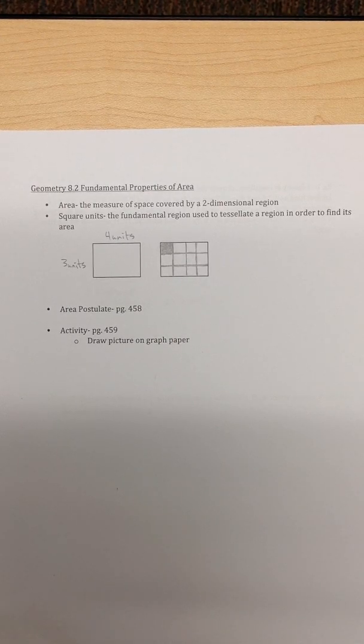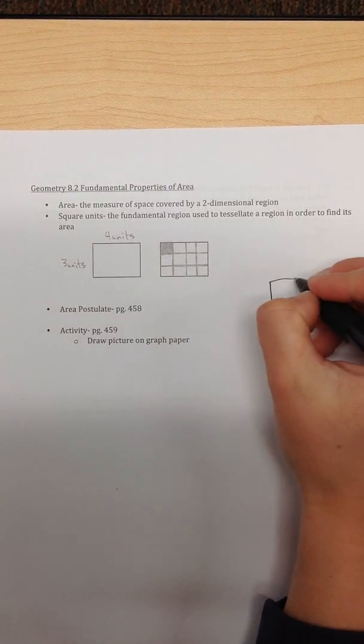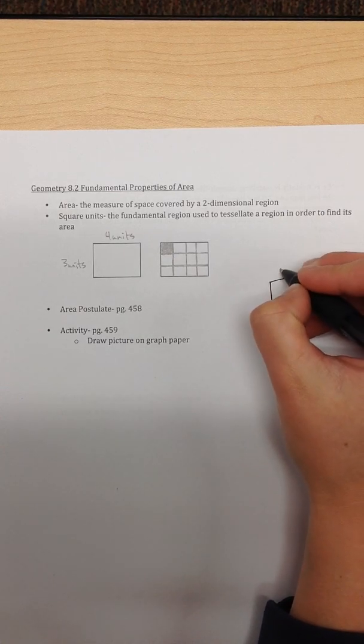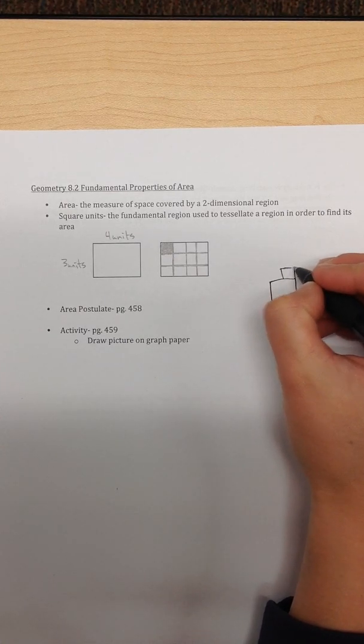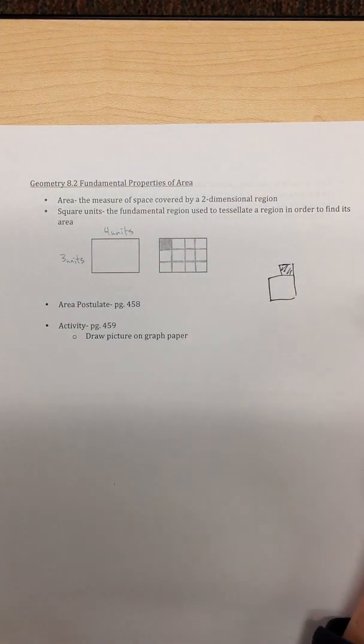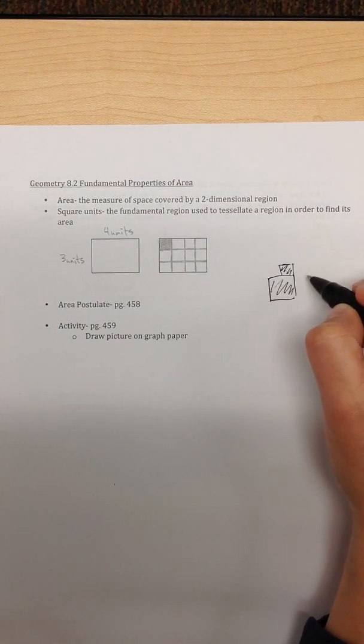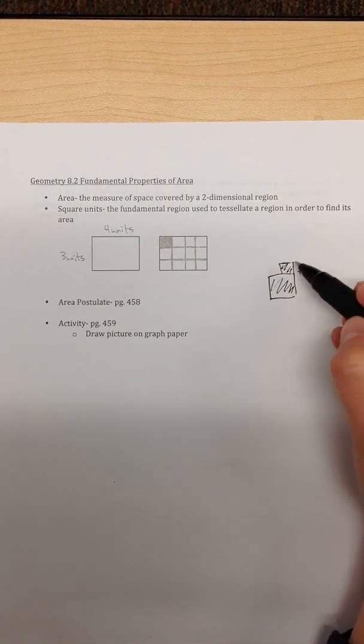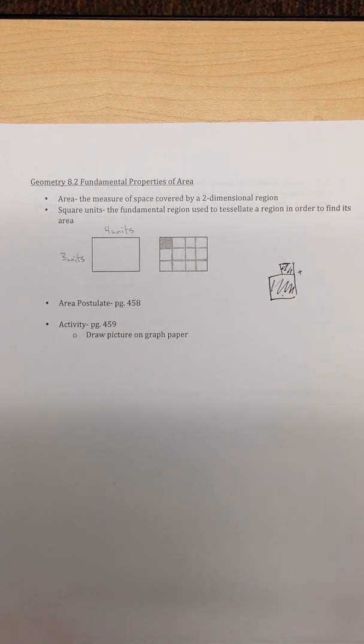Additive properties, so the area of the union of 2 non-overlapping regions is the sum of the areas in the region. So basically if I had like a square like that and then another one like that, and I needed to find the area of the whole thing, I could find the area of that one, find the area of that one, add them together, and that would give me the area of the whole thing. Okay, so that's that additive part.